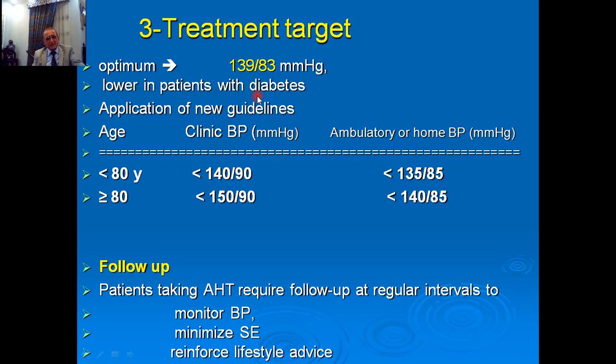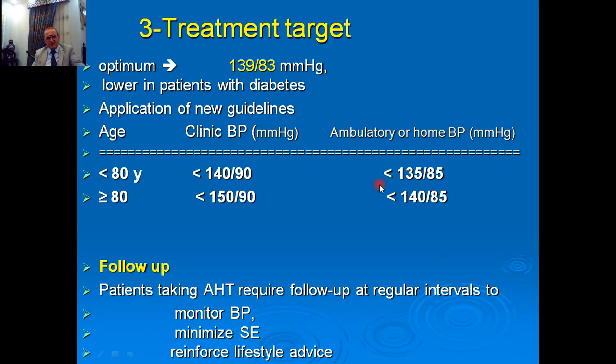It will be lower in diabetic patients. So always apply a new guideline. For example, age less than 80, a clinic blood pressure 140/90 should be. While in age more than 80, the blood target should be 150. You should not lower to less than that because there is something called perfusion pressure. You cannot lower the blood pressure more because you have some ischemia in the circulation.